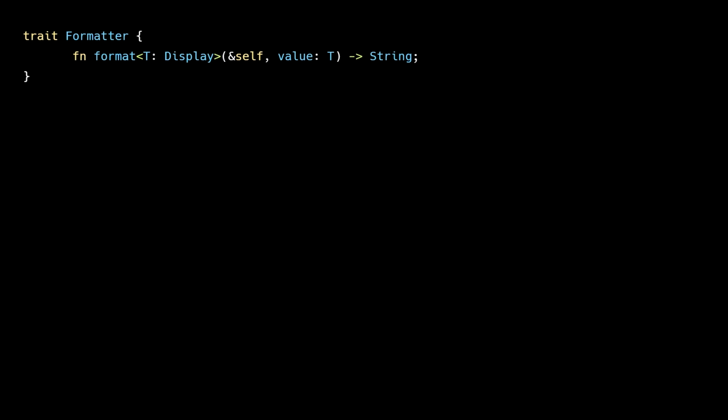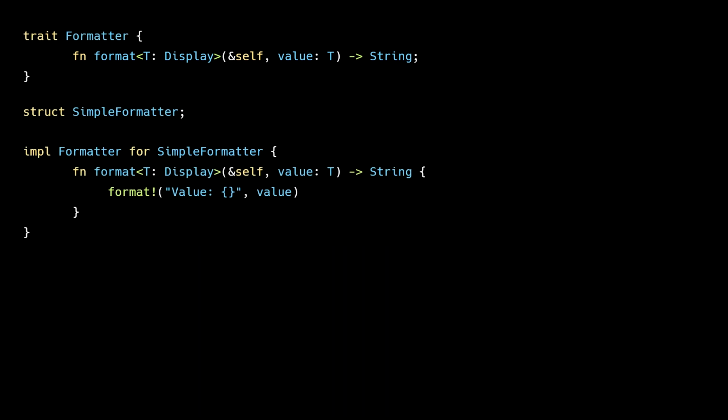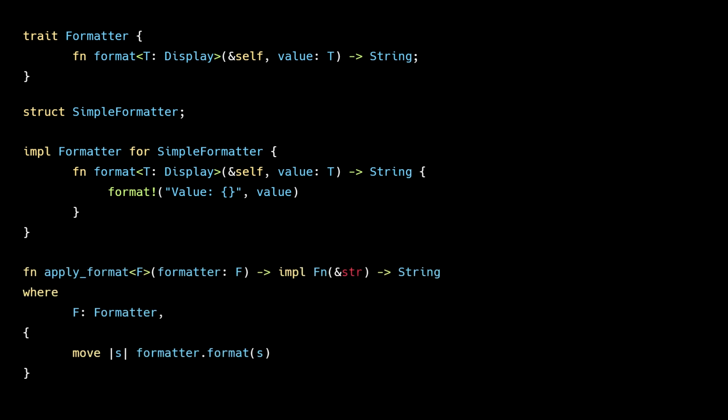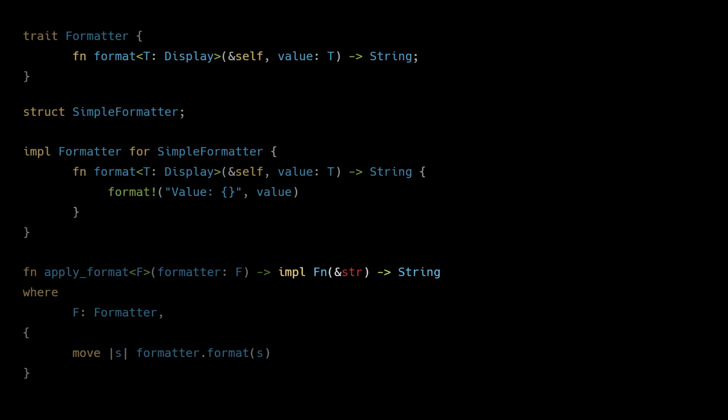Here we have a trait called Formatter that defines one function which accepts any type implementing the Display trait and returns a formatted string. We'll implement this trait on the simple formatter struct and then create a function which accepts a Formatter and returns a closure that formats a given string using that formatter. Note that to return a closure, we use the special Fn trait to define the closure signature.